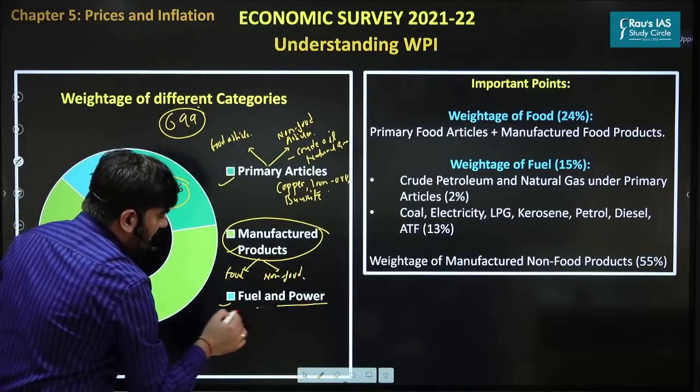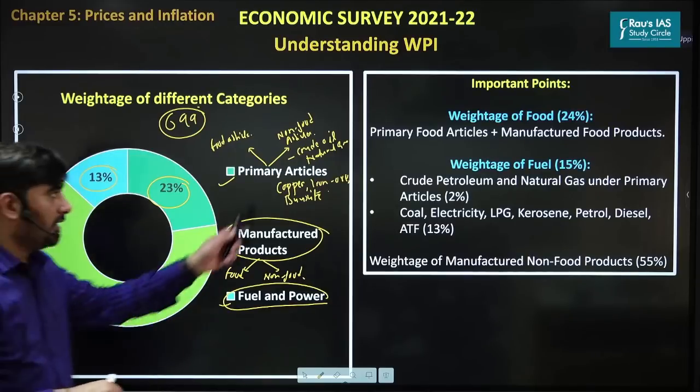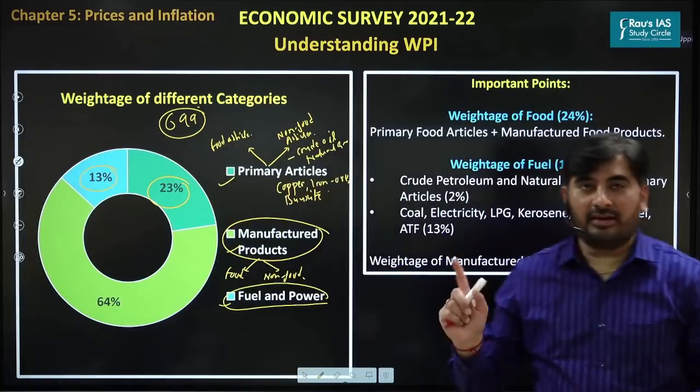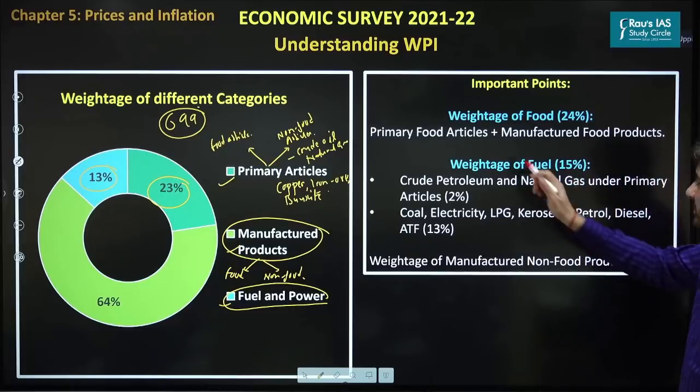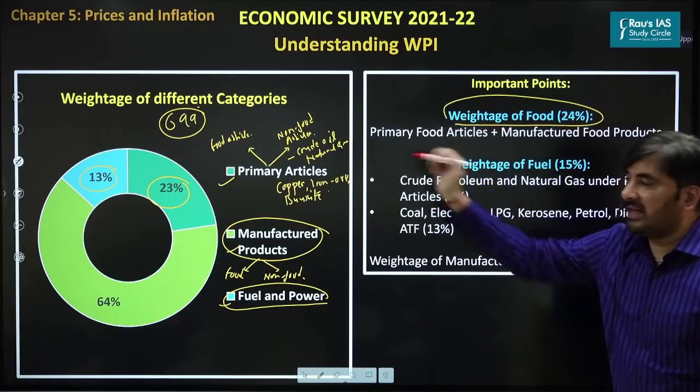And the third category is fuel and power, which has a weightage of almost 13%. So this is the weightage of different commodities as far as the Wholesale Price Index is concerned. Now look at this part. This becomes important. What is the total weightage of food in the Wholesale Price Index?